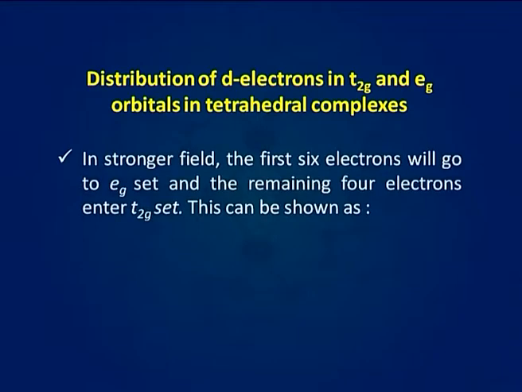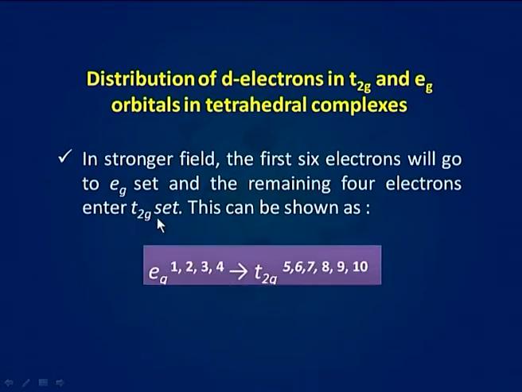In tetrahedral complexes containing stronger ligands, distribution of d electrons in EG and T2G sets does not obey Hund's rule. Thus, in a stronger field, the first 4 electrons will go to EG set and the remaining 6 electrons enter T2G set. This can be shown as first, second, third and fourth electron in EG set, fifth, sixth, seventh, eighth, ninth and 10th electron in T2G set.